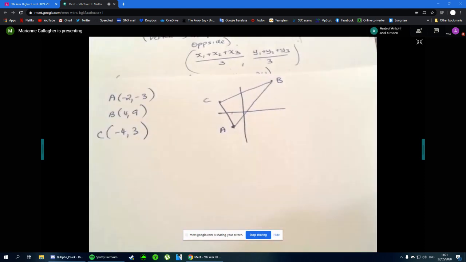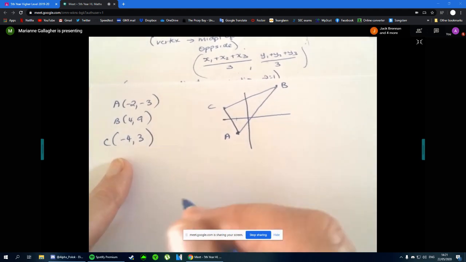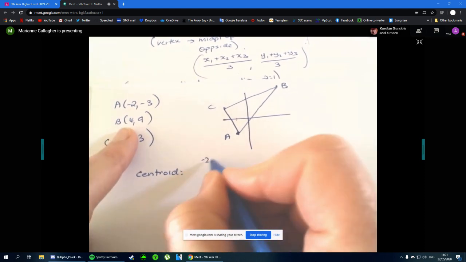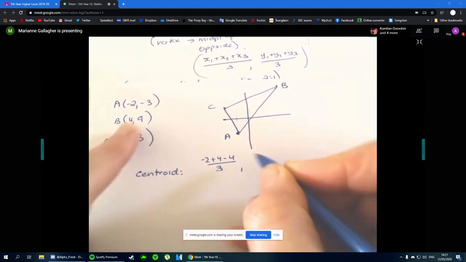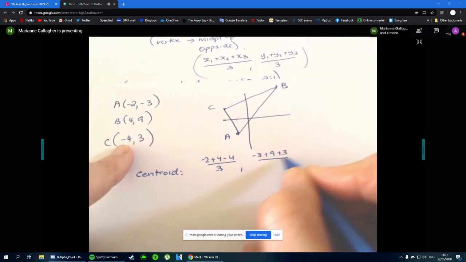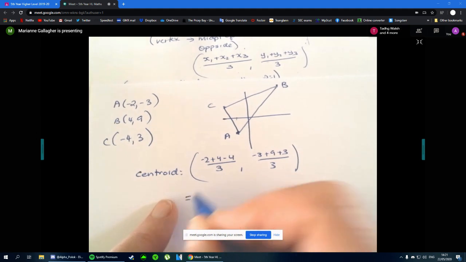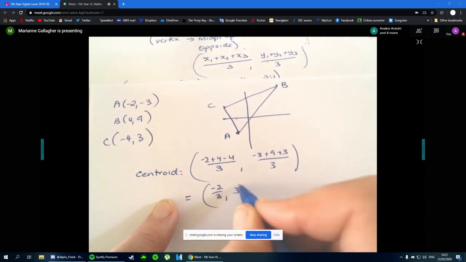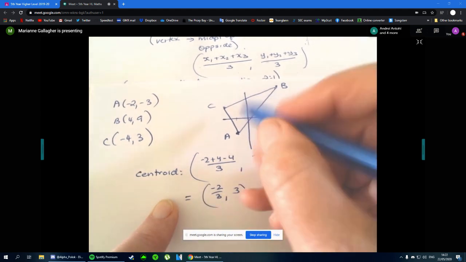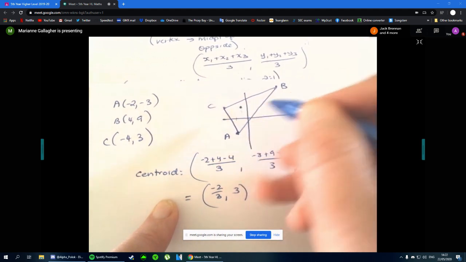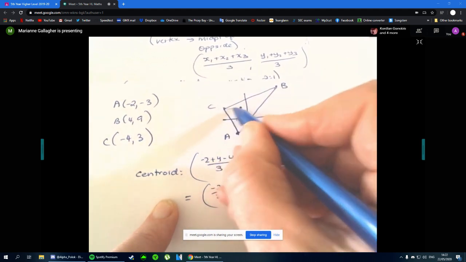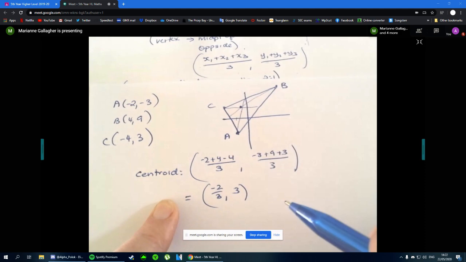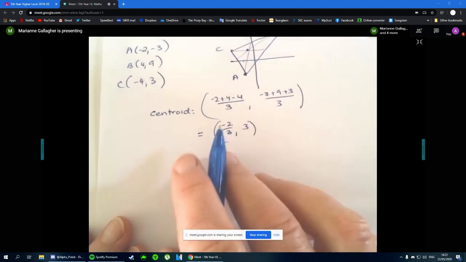All right. And what I'll do is I'll use this triangle to work out all three. So if I just want the centroid, I add up, so -2 plus 4 minus 4 over 3, and -3 plus 9 plus 3 over 3. So I'm just getting the average, and that will be the centroid. That's -2 over 3, and 9 over 3 is 3. So that's going to be about here, okay? And if you look at those, they're all divided in the ratio 2 to 1. So that's roughly the centroid, and that's easy to work out.